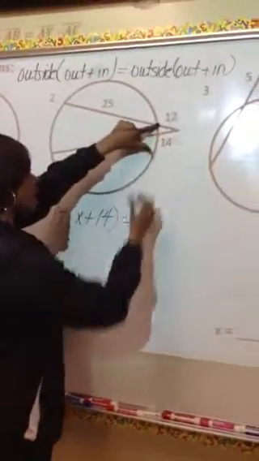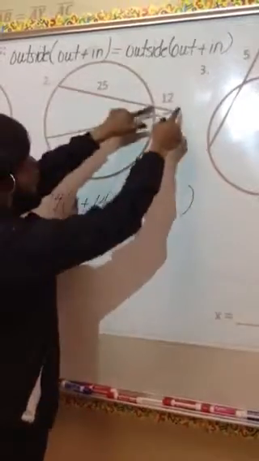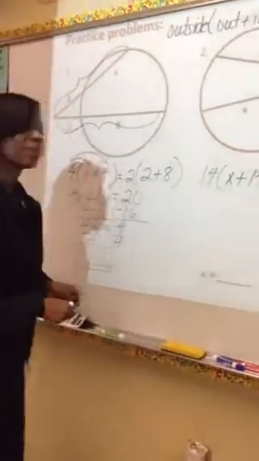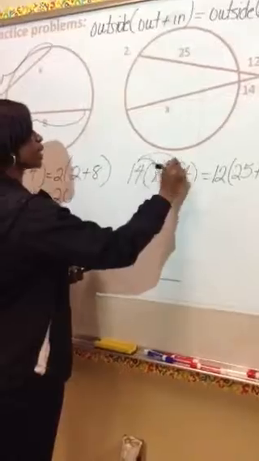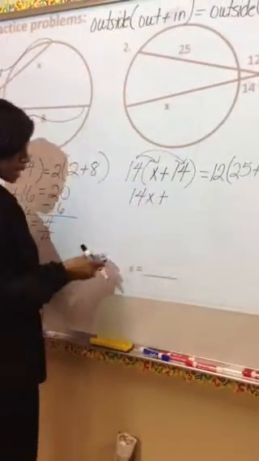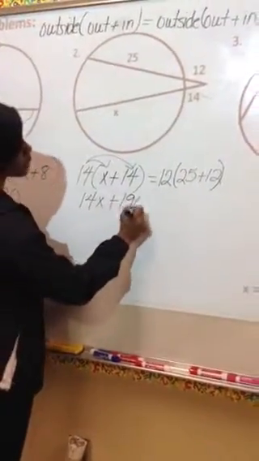segment, begin with the outside times the whole thing. We add 25 plus 12, add the two parts together. So now, let's simplify what we have on the board. I need my calculator this time, okay? So we need to distribute on the left, 14 times x is 14x, plus 14 times 14, we get 196.